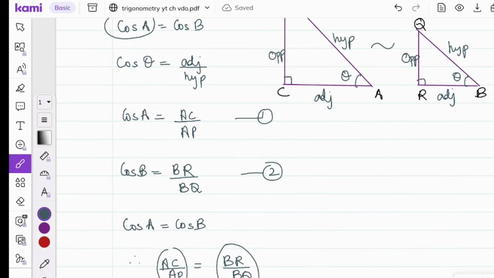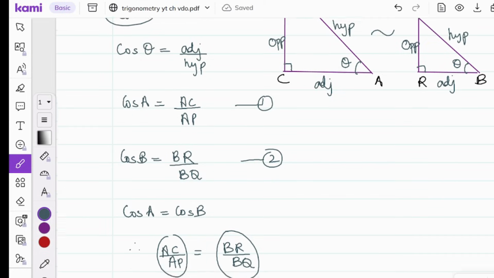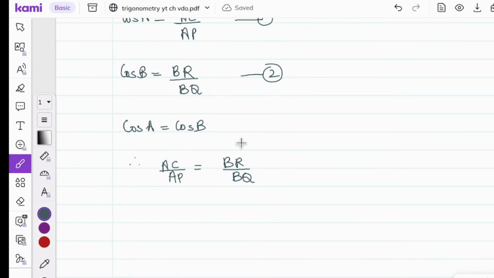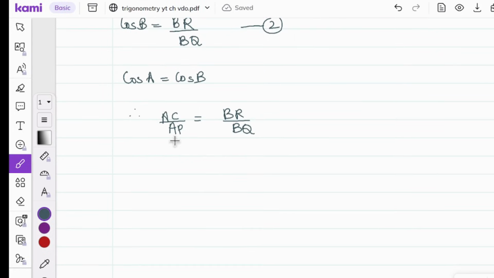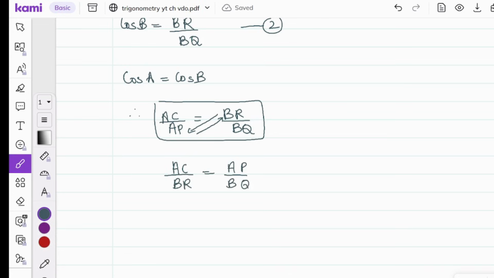So my aim is what? Now my aim is to prove that these two triangles are similar. Okay. So how can I do that one? In that case, I will have to rearrange this equation. Okay. So what I will do, I will take this one to the denominator part and AP to the numerator, because then I can rearrange it in such a way that I can show the proportionality. Okay, now check here. AC by BR equal to AP by BQ. In this way, I can rewrite this equation, right?